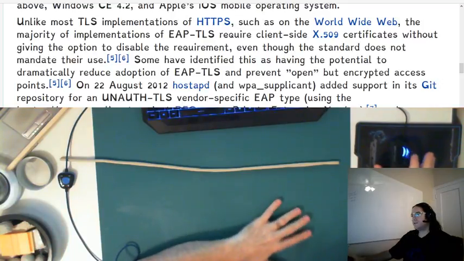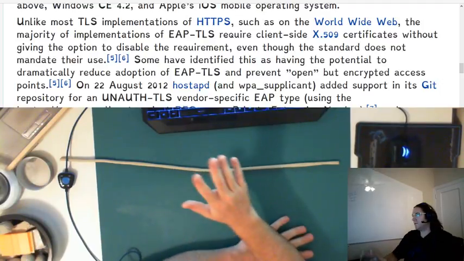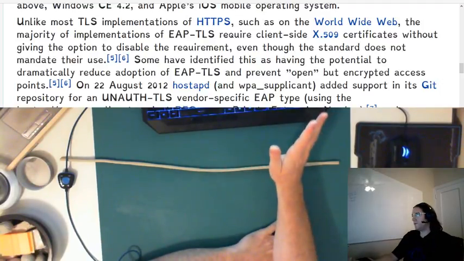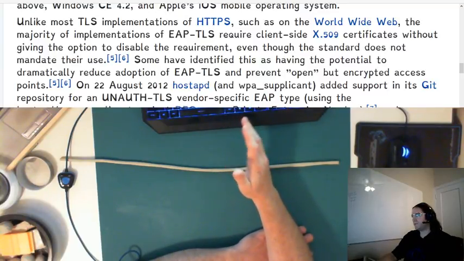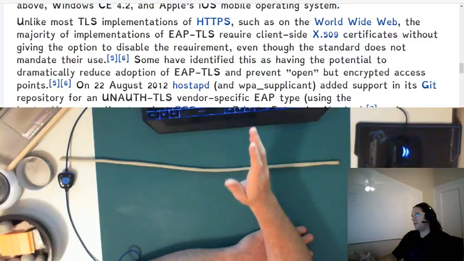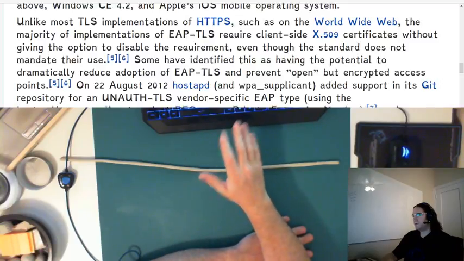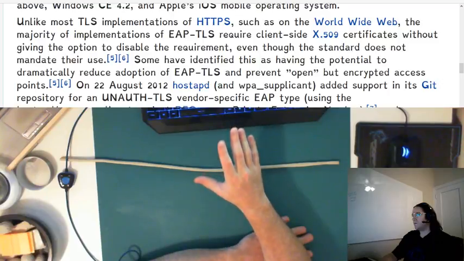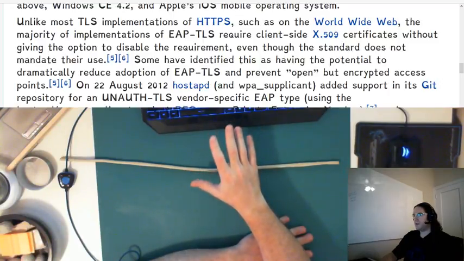Unlike most TLS implementations of HTTPS, such as on the World Wide Web, the majority of implementations of EAP-TLS require client-side X.509 certificates without giving the option to disable the requirement, even though the standard does not mandate their use.